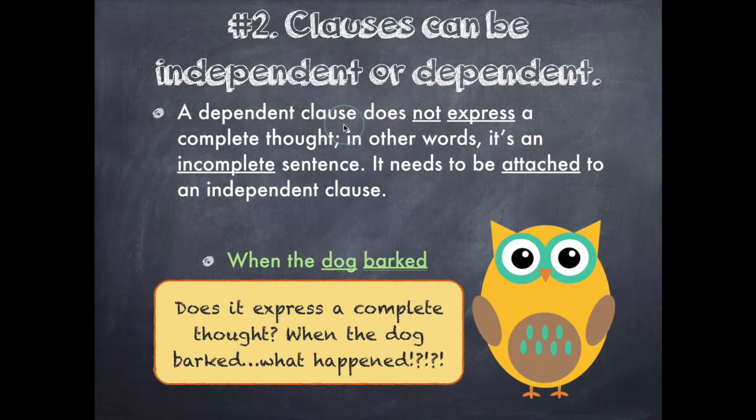A dependent clause does not express a complete thought. In other words, it's an incomplete sentence. It needs to be attached to an independent clause. So here we have the clause, when the dog barked. The dog is our subject, barked is our verb, but we have this when here that makes it incomplete.